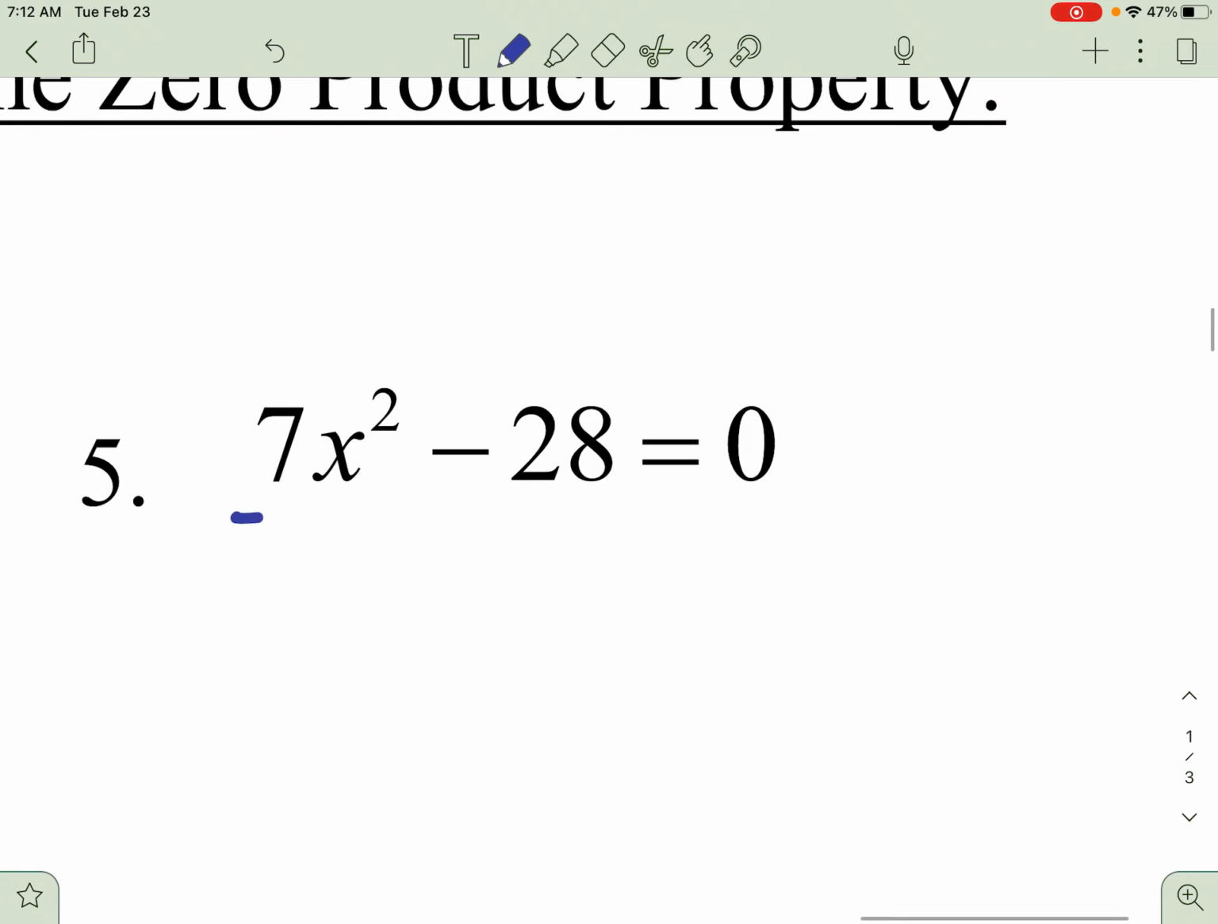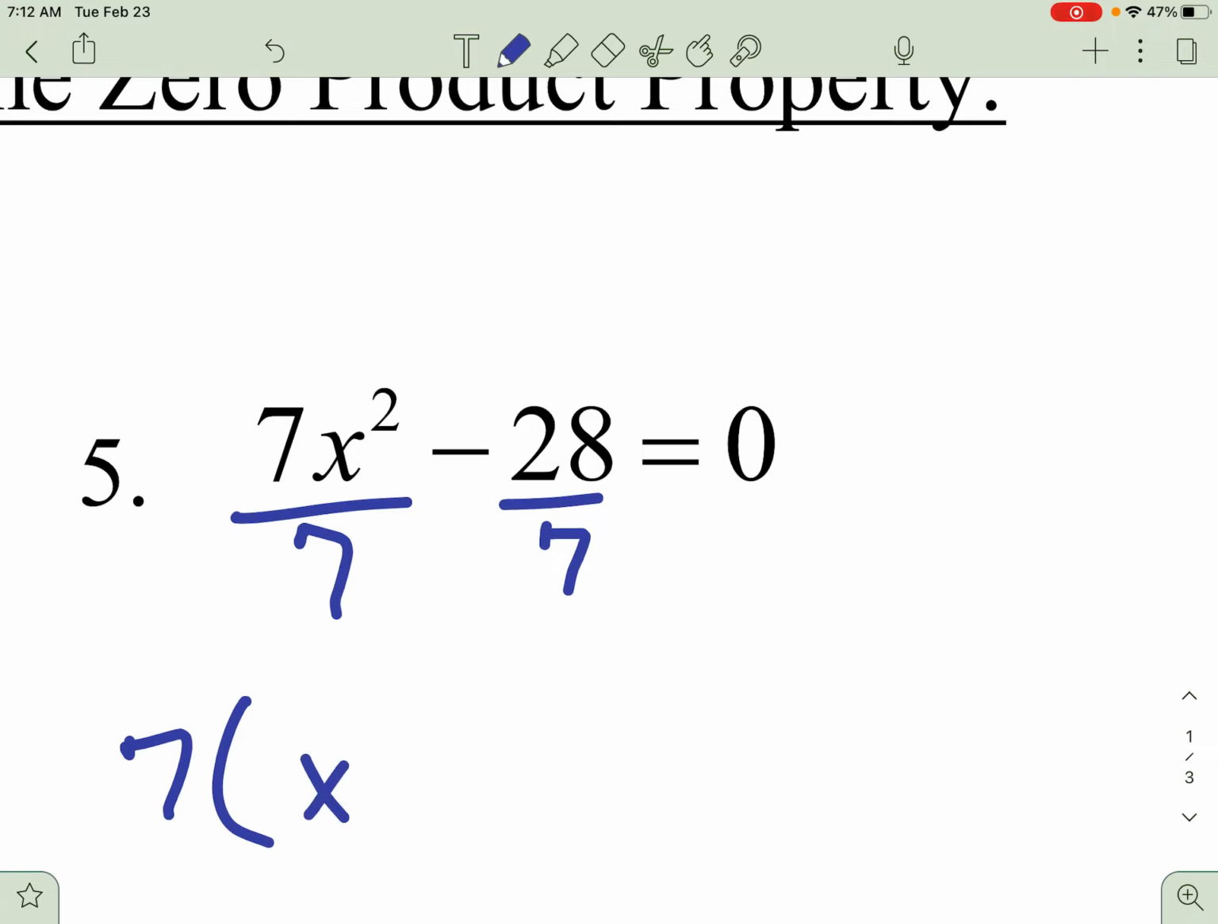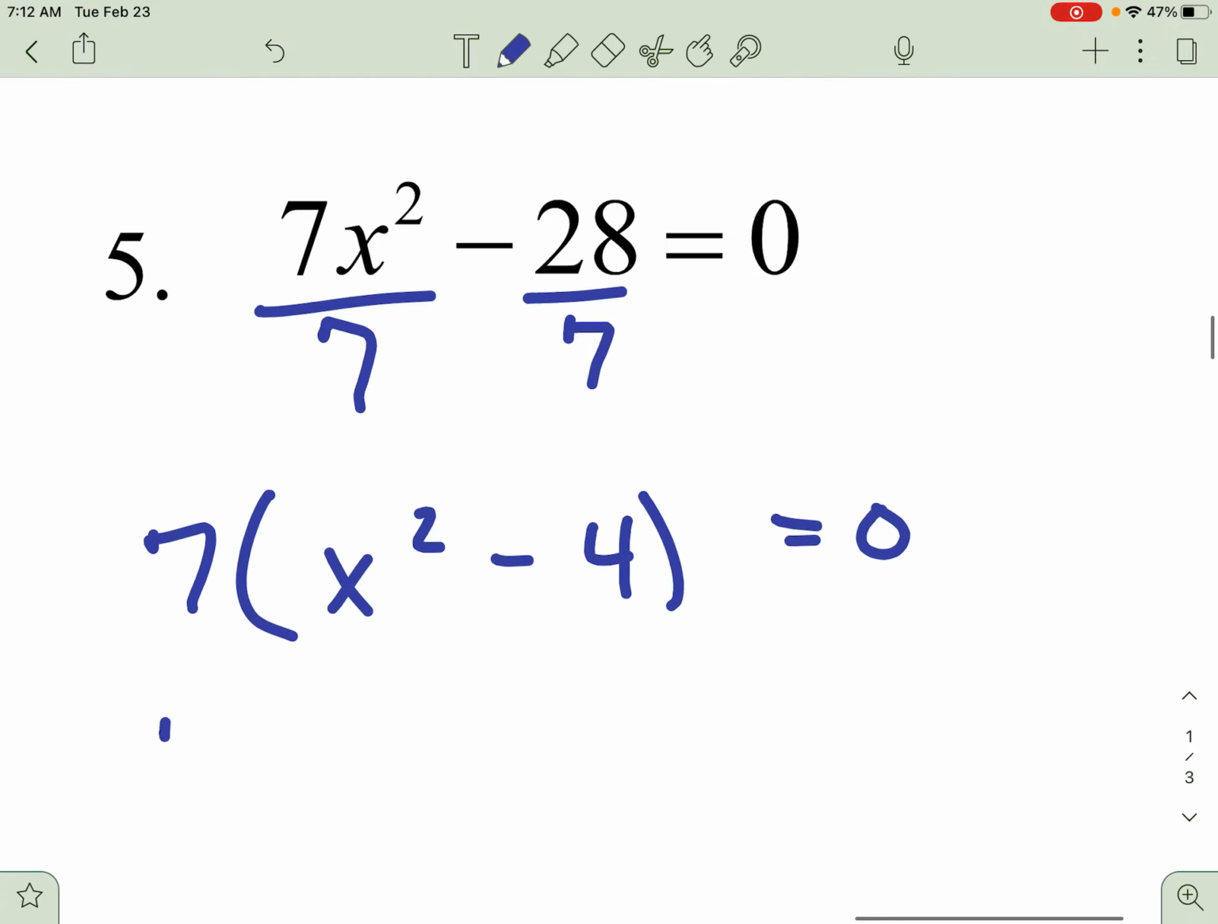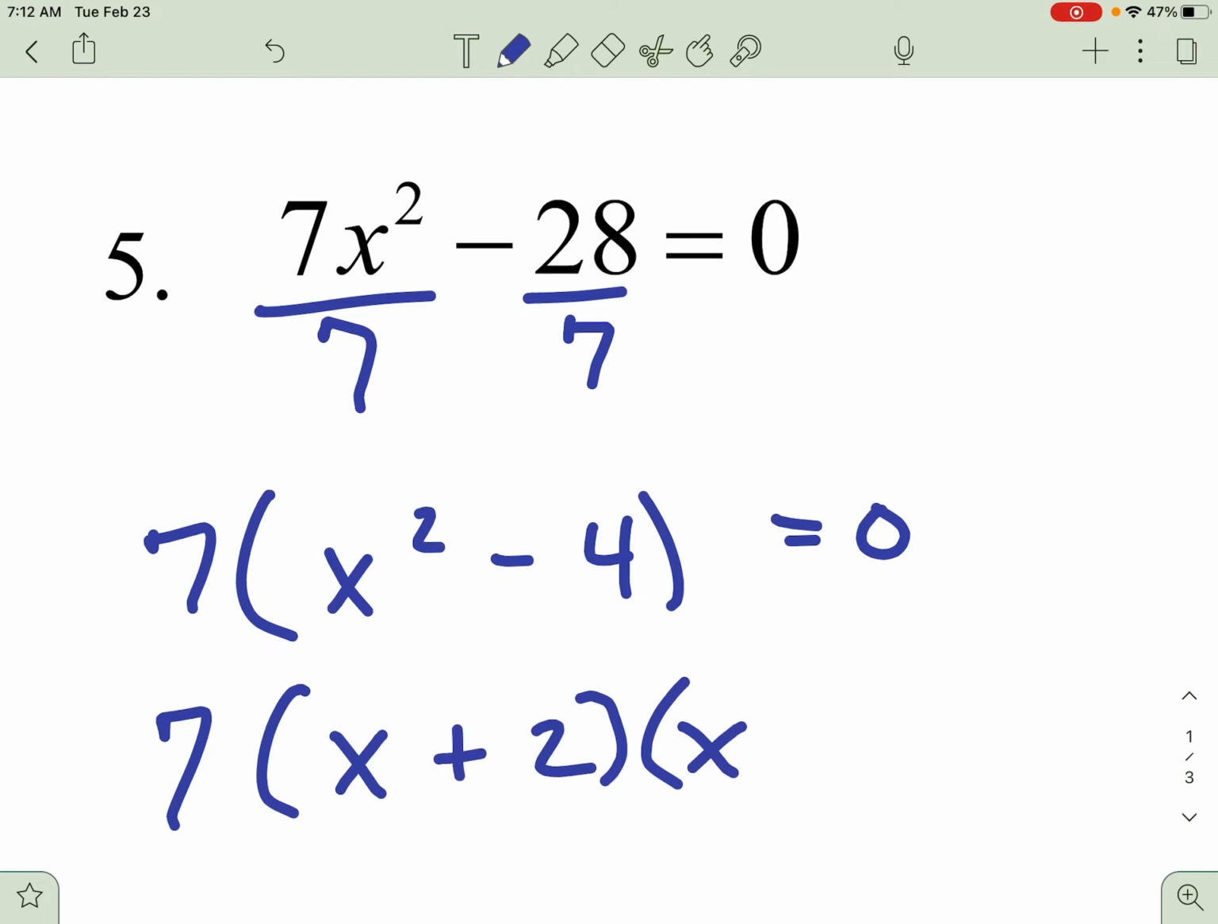Okay, last one here. Oop, this one has a GCF of 7, so we're going to factor that out front. Leaves you with x squared minus 4. Okay, we have 7. And then this is a special case because there's no middle term, and both of these are perfect squares. Remember, 1 and 4. So this would break down to x times x, and a positive 2 and a negative 2.